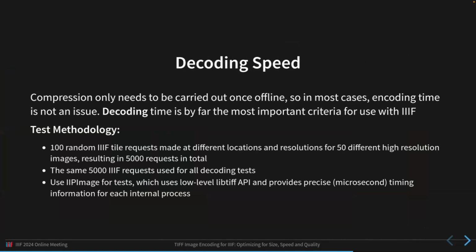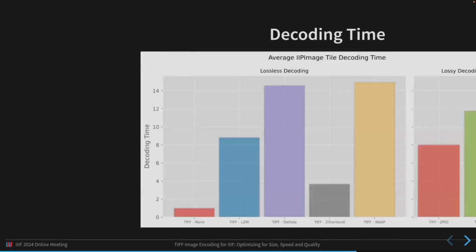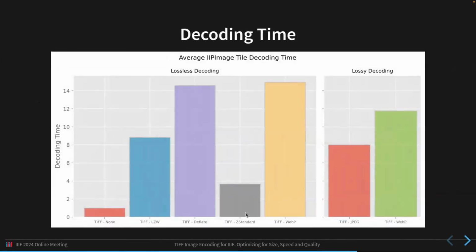So we're going to use a test methodology which is very close to what we used for the JPEG 2000 tests. So random IIIF tile requests made at different locations and resolutions for different high resolution images, resulting in 5,000 requests in total. And as a test framework, we use IIPimage, which provides precise microsecond timing information for each internal process. So let's look at our decoding times.